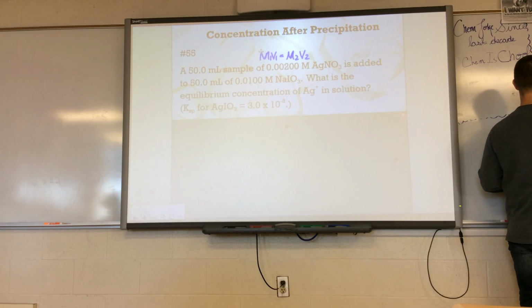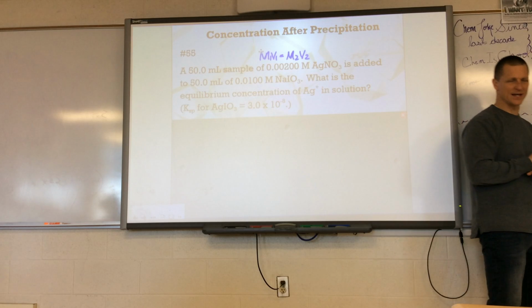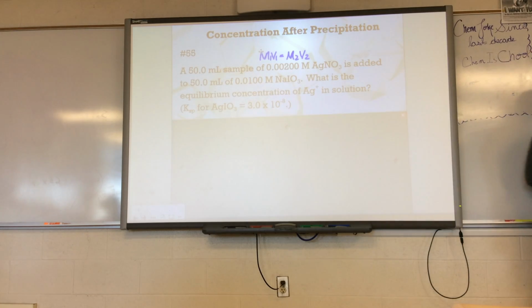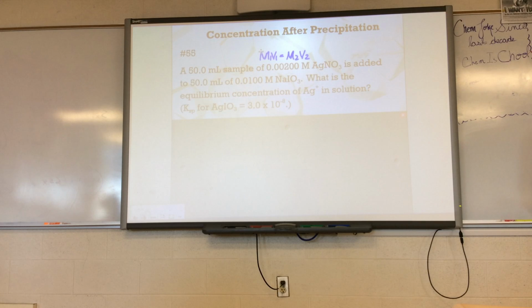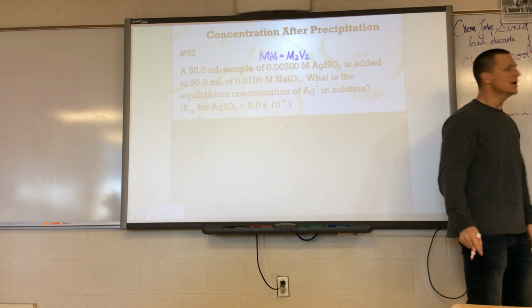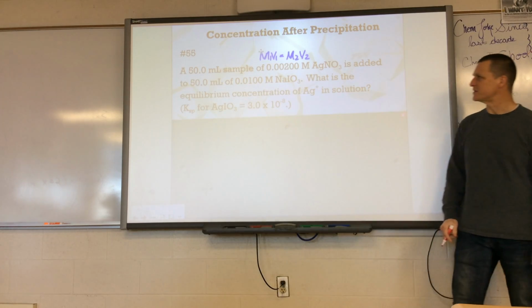I'm going to start an ICE table, at least. I want to show you what happens with this. The silver concentration is 0.001 molar. It got cut in half. The iodate ion concentration started at 0.01, that gets cut in half to 0.005. So we have initial concentrations of these two.